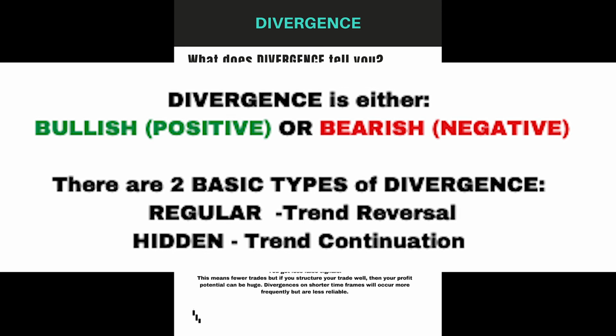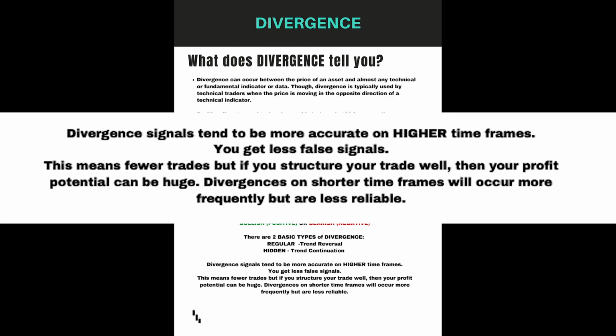Now, there are two types of basic divergences. You have your regular, which indicates a trend reversal. You have your hidden, which indicates trend continuation. Now, divergence signals tend to be more accurate on higher time frames. You get fewer false signals. Now, this means fewer trades, but if you structure your trades well, then your profit potentially can be huge. Divergences on shorter time frames will occur more frequently, but are typically much less reliable.